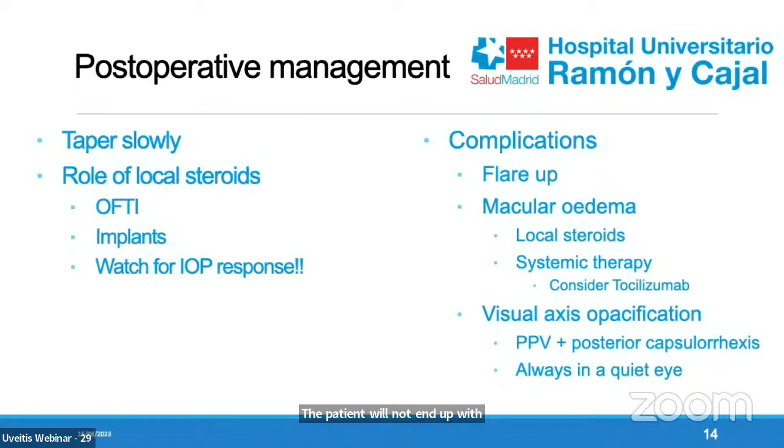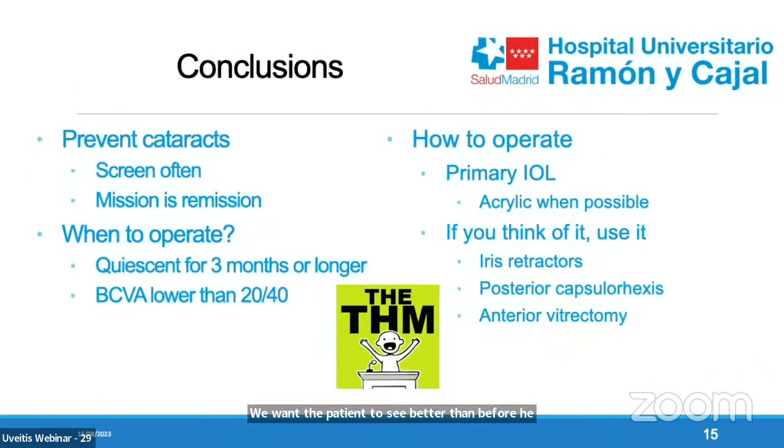We do not want only a clean visual axis. We want the patient to see better than before he underwent surgery. So this is the conclusion. Prevent cataracts, screen the patient often, and remember that the mission is remission. Do not tolerate any inflammation in patients with juvenile idiopathic arthritis, because that will lead to sequelae.